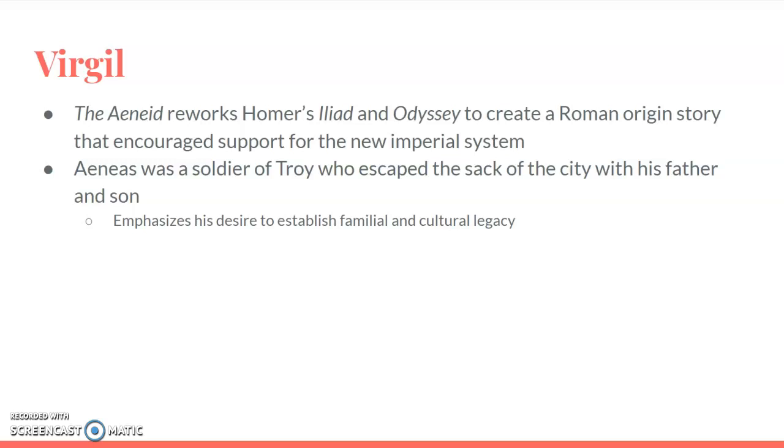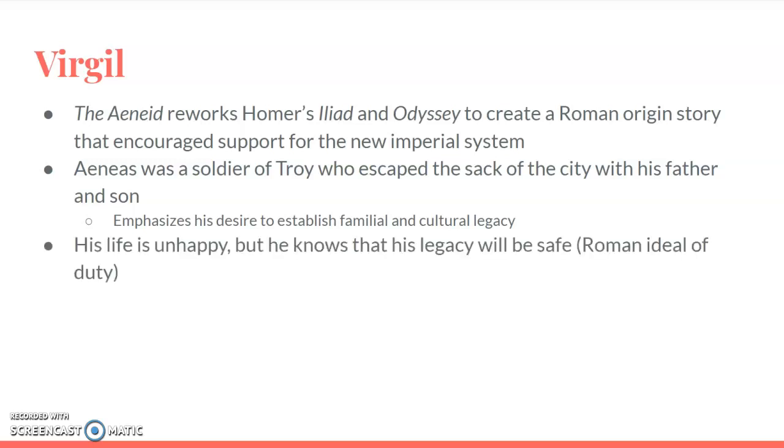Aeneas gets contrasted to Achilles, who, if you remember, doesn't really have a family. He doesn't have a wife and kids. He's not going to leave a cultural legacy. All he's going to leave is the legacy of his own heroic deeds. So Aeneas, by contrast, is a family man, and he also cares really deeply about the duty that he feels to his country and to his people, which are very Roman values.